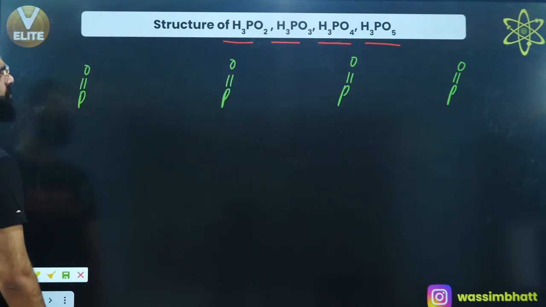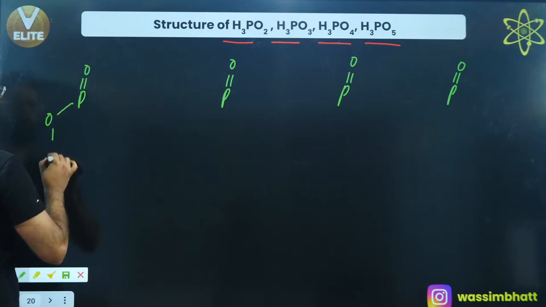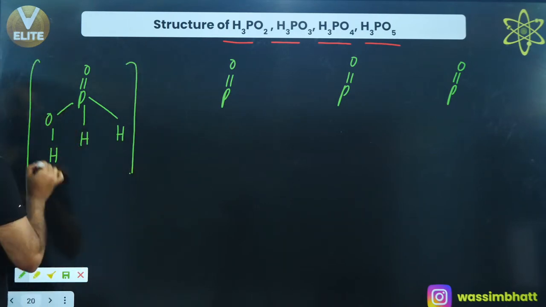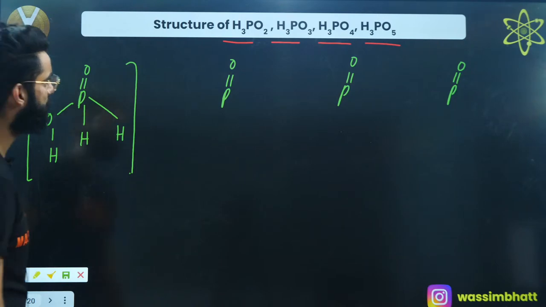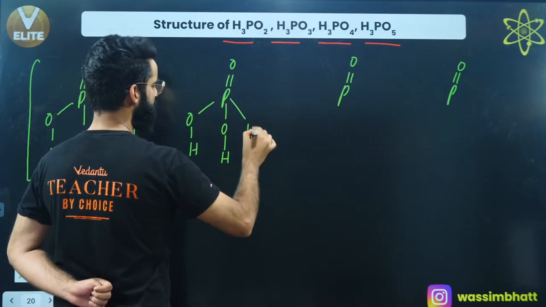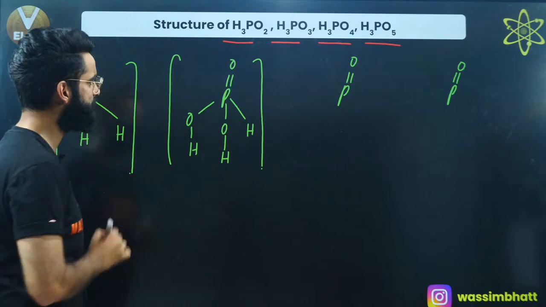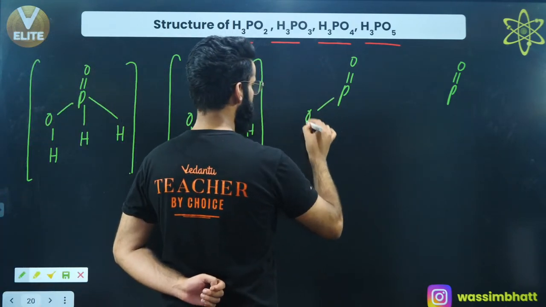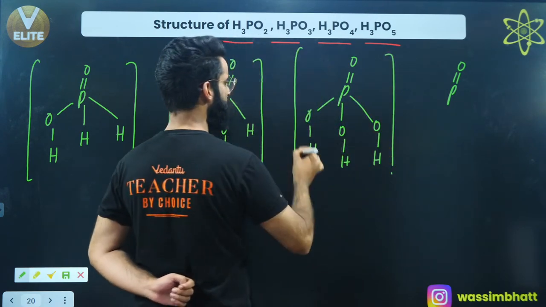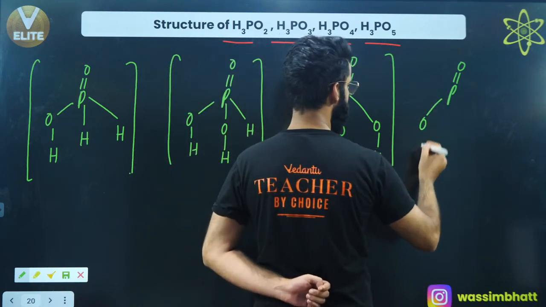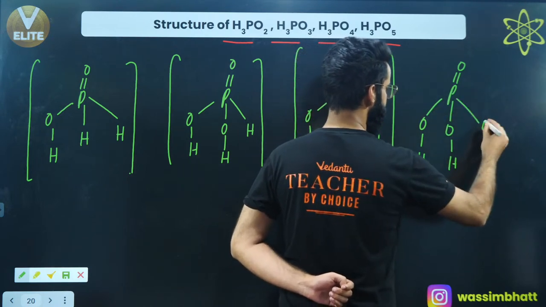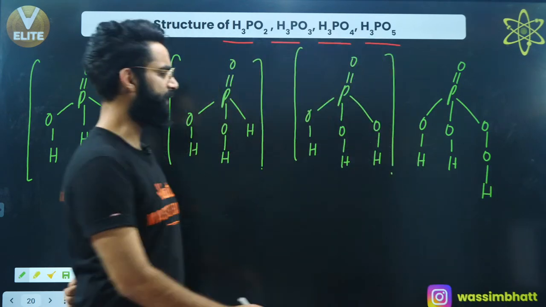Okay, now guys see, H3PO2. This is the structure of your H3PO2. Now talking about H3PO3, this is the structure of H3PO3, right? Similarly, what about the structure of H3PO4? This is the structure of H3PO4. What about the structure of H3PO5? Just have a look. This is the structure of H3PO5, right?